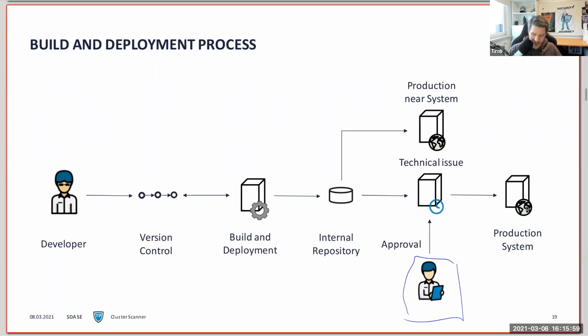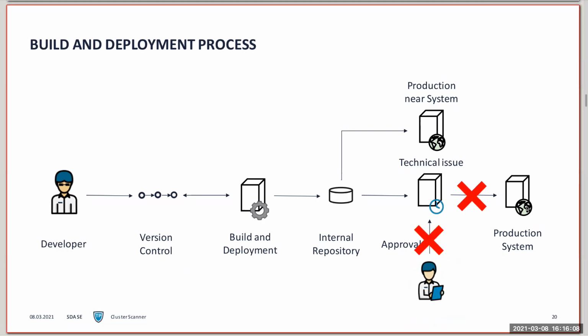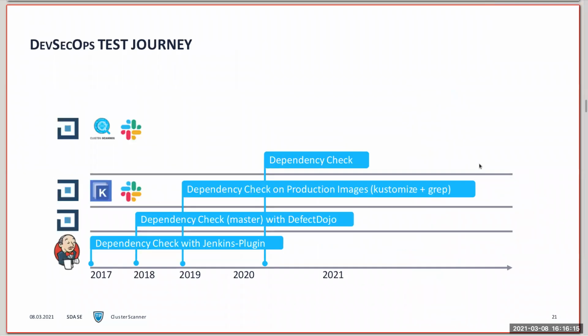So those are the gaps I have identified. In case you see another gap, please contribute. You're very welcome to share your thoughts while I'm talking. Yeah, and when the approval is not there, it's not going to production again. That's what this picture highlights.